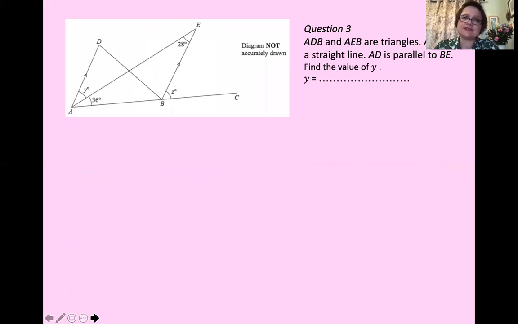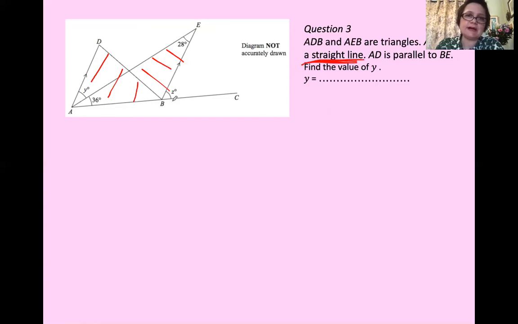Okay, next question, question number 3. It says ADB and AEB are triangles. So ADB is this one here, and AEB, this one here, both of them are triangles. ABC is a straight line. Okay, remember, it's mentioned a straight line. Think of the angles on a straight line rule.